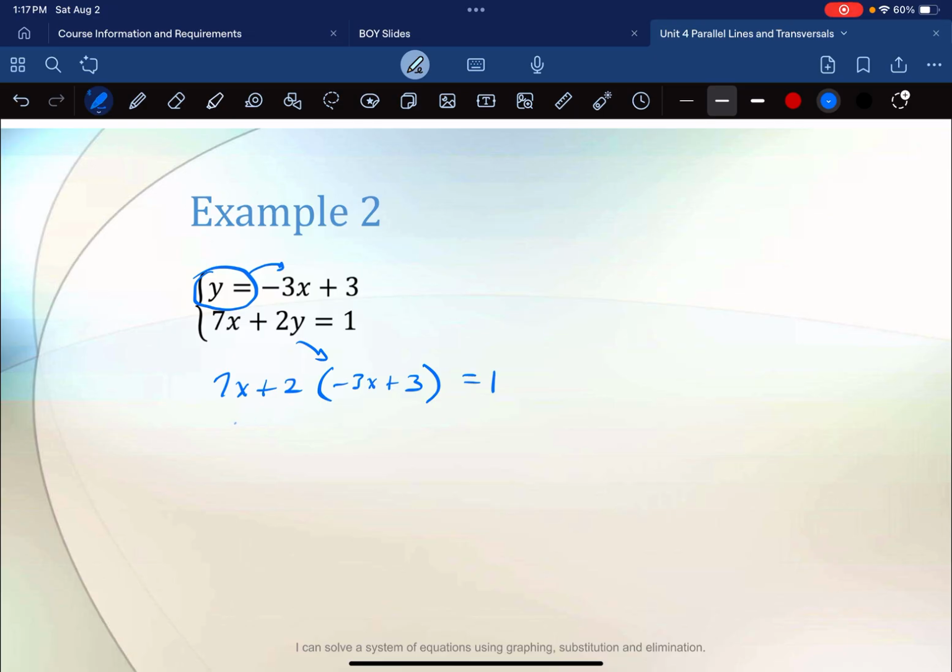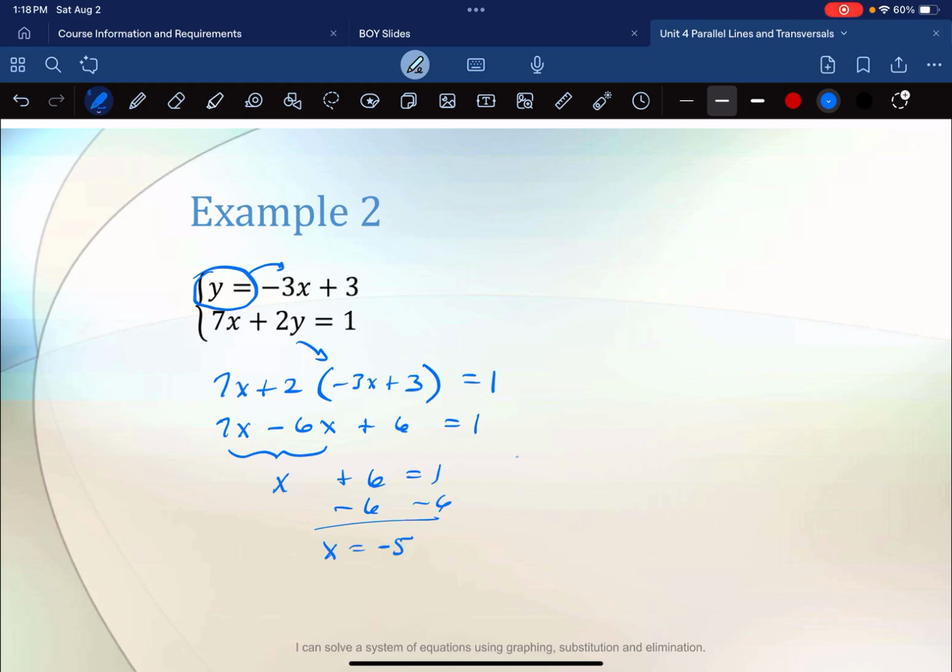First thing I need to do is distribute. I'm going to leave the 7x alone, and this positive 2 times negative 3 makes negative 6x, and the positive 2 times positive 3 makes positive 6, and bring down my equals 1. Now these two are on the same side of the equation. I don't need to change any of the signs. I don't need to do anything opposite. I just say 7x minus 6x is 1x. And then I've got to get the x by itself, so I better subtract 6 from both sides. That's going to give me negative 5. One good guy and 6 bad guys. Bad guys are winning by 5 on that one.